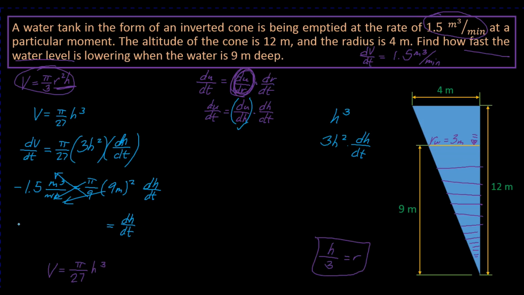That is equal to, according to my calculator, negative 0.053. Alright, negative 0.053 meters per minute. We have here m raised to 3, m raised to 2, so m per minute, which makes sense because what we have on the other side is change of height, m, with respect to change in time, minutes. So that is the answer to the question, how fast the water level is lowering.